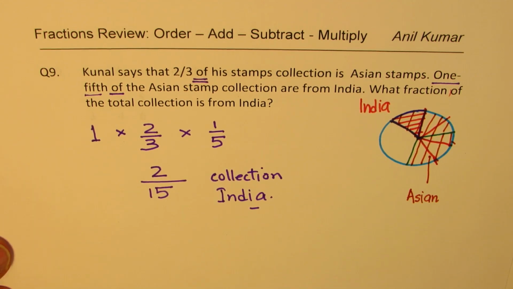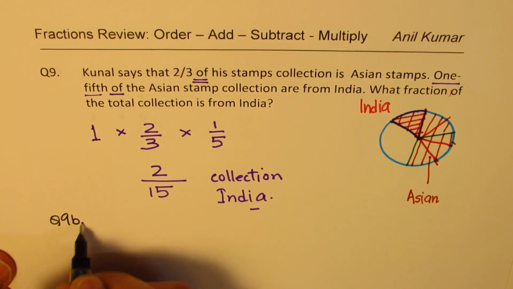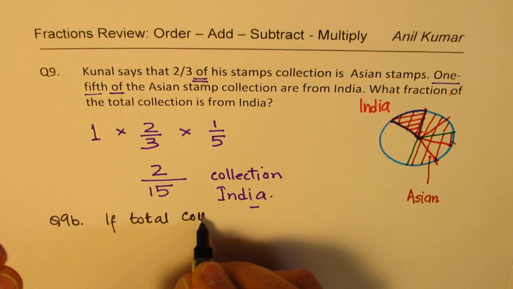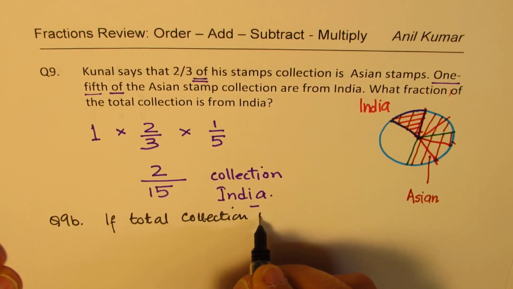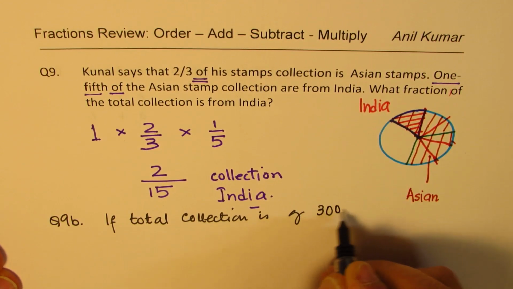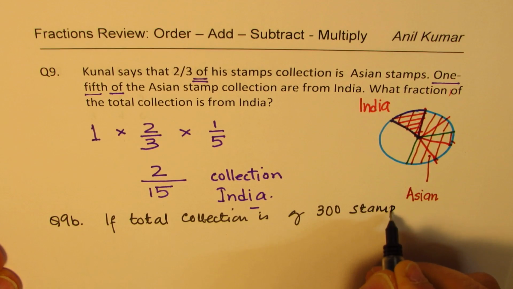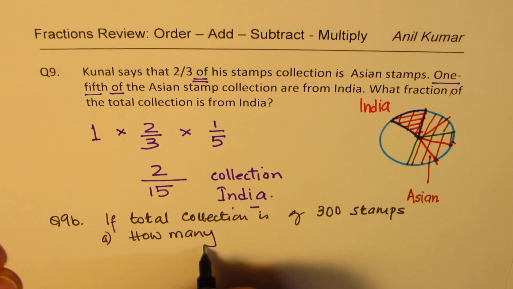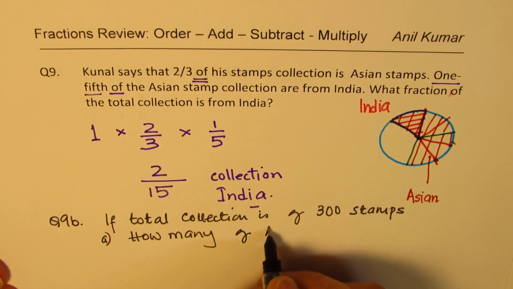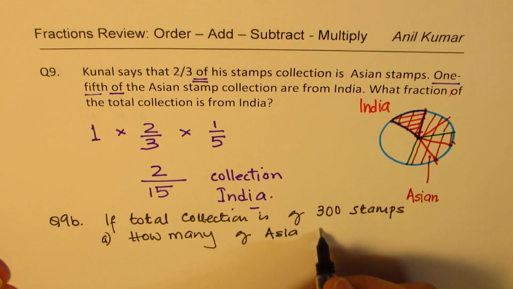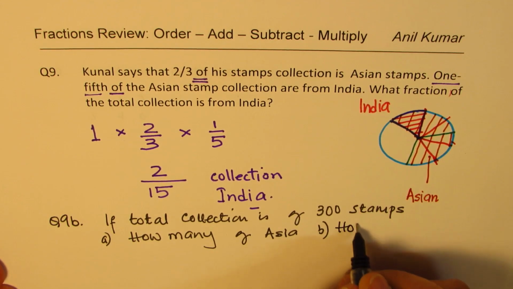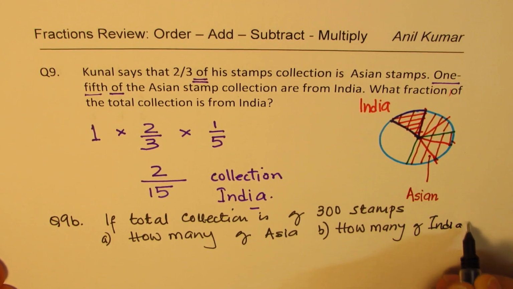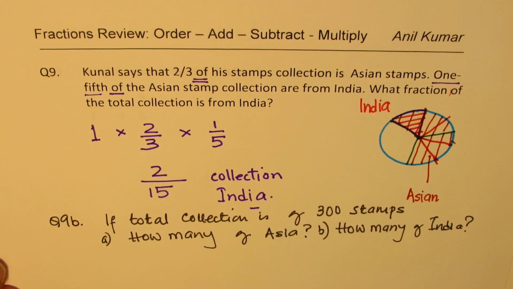Now here is a question for you. Let's say question number 9b. If the total collection is of 300 stamps, then A, how many of Asia, and part B is how many of India. So these are 2 questions for you to answer.